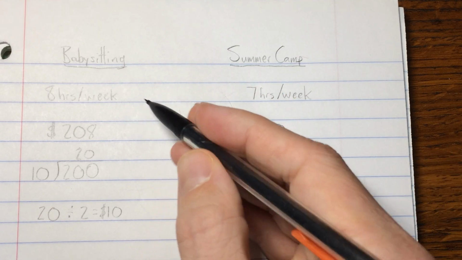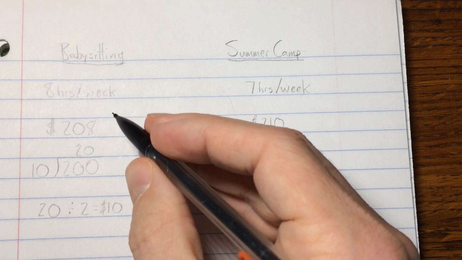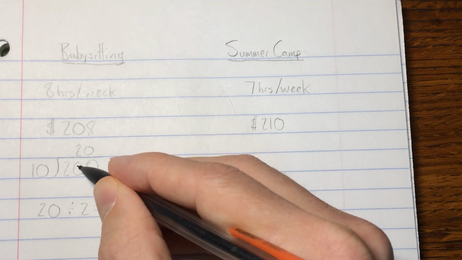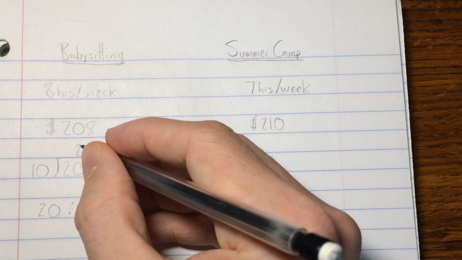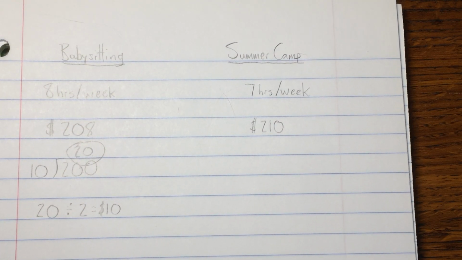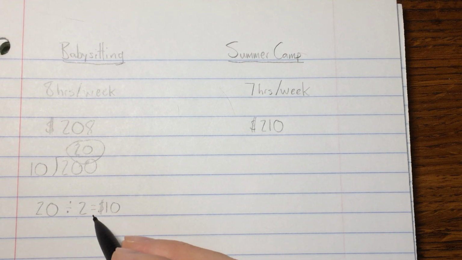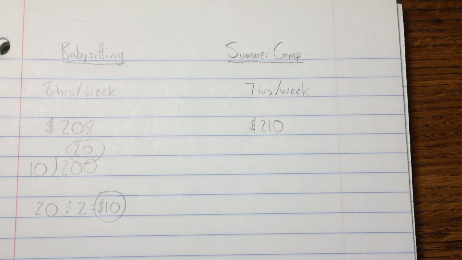Okay, so this was, I know, a bit of an interruption with the cat. Let me walk you through what we did. We had 8 hours a week for a total of $208. We needed to estimate, so we rounded 208 to 200. We rounded 8 to 10. And to find how much we make per hour, you take 200, divide it by 10, we got 20. However, the 20 has to be split between 2 girls, so 20 divided by 2 is 10. So the estimated per hour number for babysitting is $10 for Margaret and for her friend.